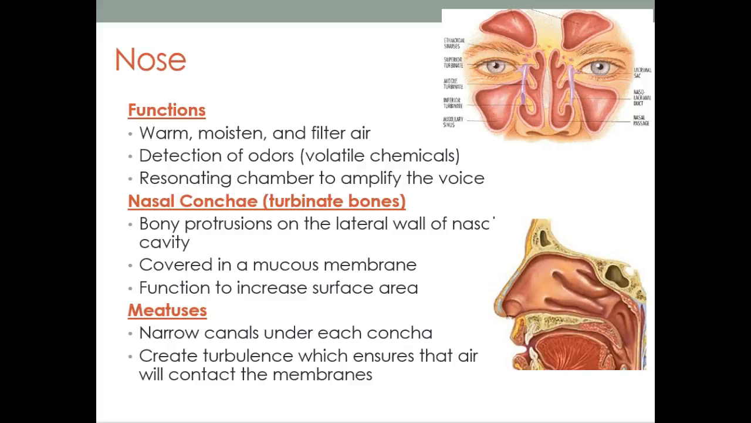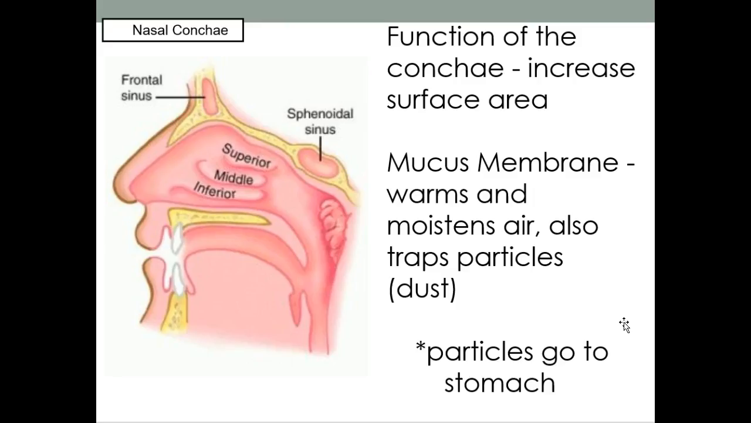The conchae itself, that's these little folds that you see inside the nose, those bony protrusions, and they're covered with mucus, and they function to increase surface area, and that's going to help facilitate the warming, the moistening, but really catching some of that material. And then the meatus, that's going to narrow the canal right over here, and that's going to create an area where we can create some turbulence. That turbulence is going to make it so foreign particles will get picked up easier and just contact with the membrane. So the function of the conchae is to increase surface area. The function of the mucous membrane is to warm, moisten, and trap dust particles, and eventually those particles will either get sneezed out or chucked into our stomach.